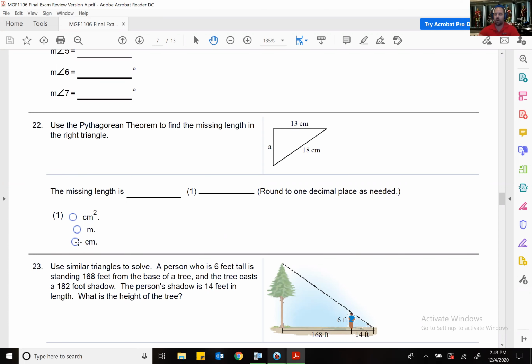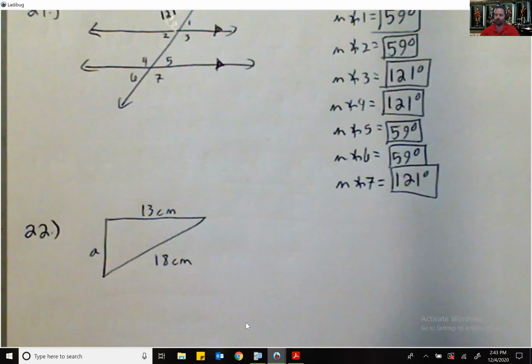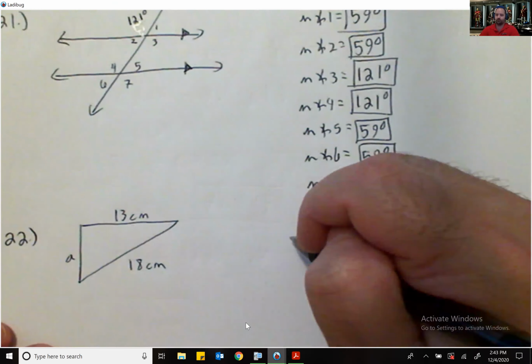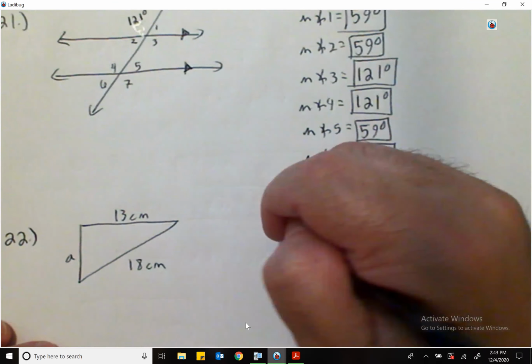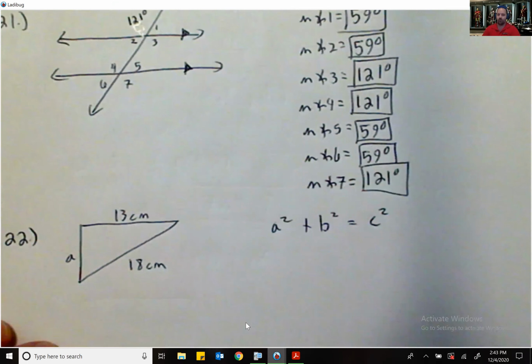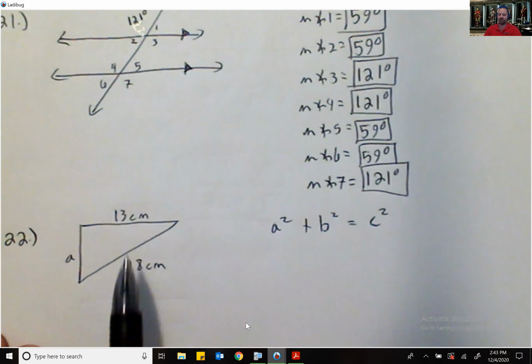So there we go. All we got to do is run the Pythagorean theorem. What is the Pythagorean theorem? What's the formula? A squared plus B squared equals C squared. You got it. So obviously they're telling you that you're looking for A, but we got to know which one of these is going to be the B versus the C.